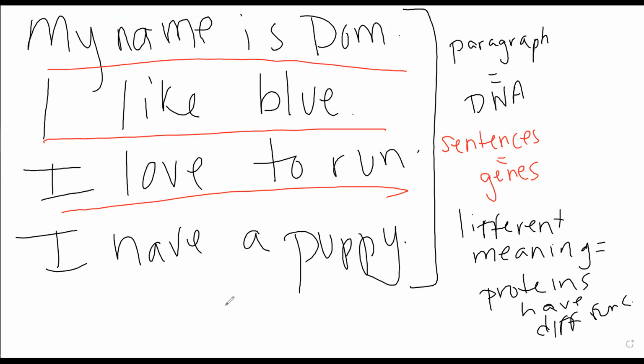So I'm going to say this again. Your DNA is made of genes, and your genes code for different proteins that have different functions. So just like this paragraph has sentences, the entire paragraph is like my DNA. The different sentences are my different genes. And my different sentences have different functions and they mean different things. So they code for different things, just like genes code for different proteins that have different functions. I like blue has a different function than my name is Dom.